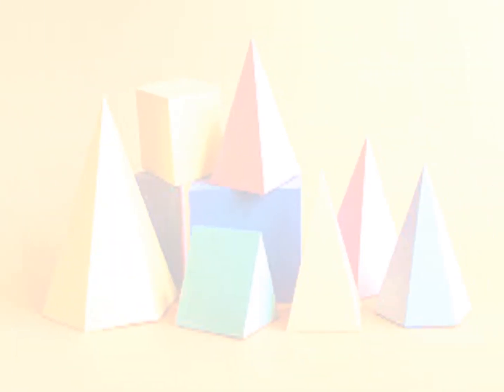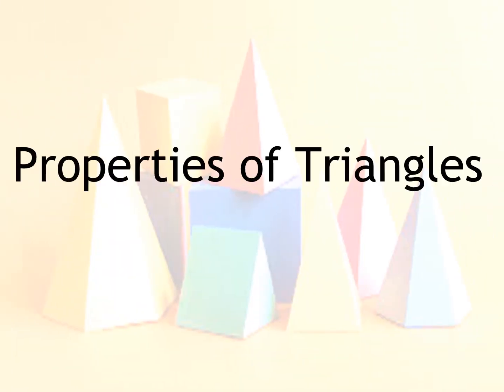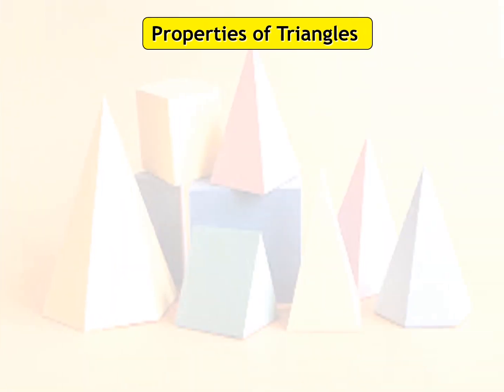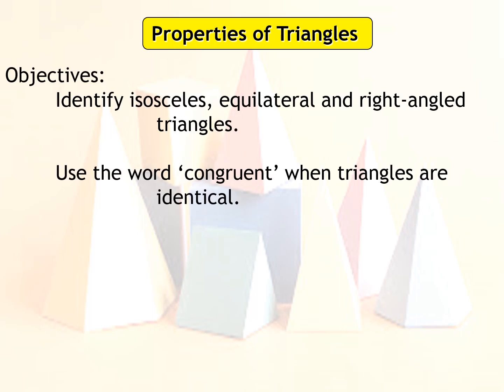Hello everyone, in today's topic we are going to talk about properties of triangles. So in this step we are going to identify isosceles, equilateral, and right angle triangles and use the word congruent when triangles are identical.